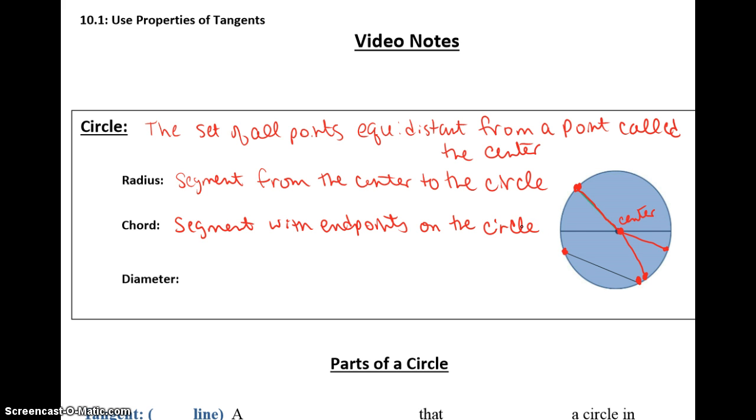And a special chord is called the diameter. Right here in the middle, it goes to the center, and its endpoints are also on the circle. So the diameter is the segment or chord that passes through the center.